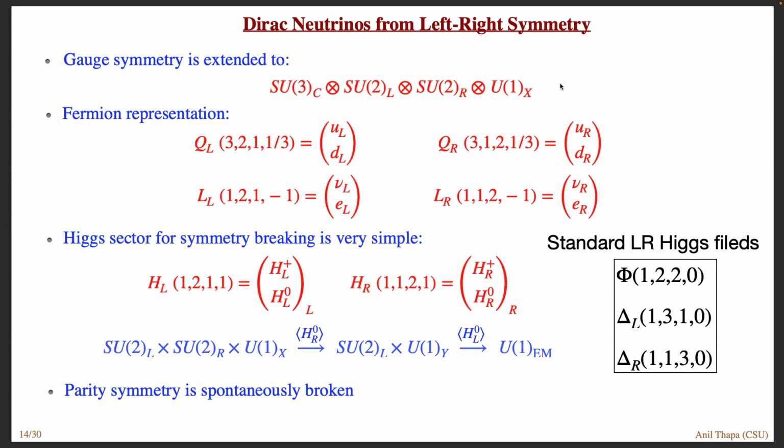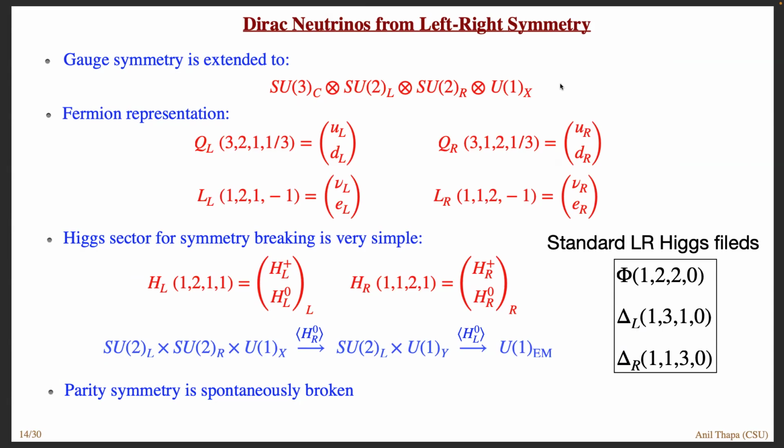The Higgs sector in this framework is quite simple. You just have two doublets, HL and HR. By definition, if you have left-handed, you should have right-handed, because it's a left-right symmetric theory. Unlike the standard left-right Higgs sector, which has been widely studied, where we have a bi-doublet field and delta L and delta R, two triplets, so it is quite extended. Here you just have two doublets.